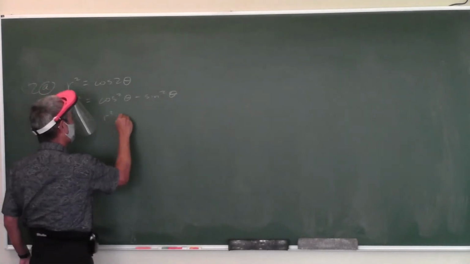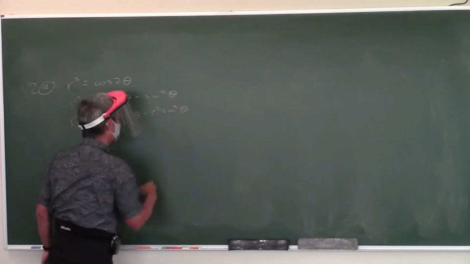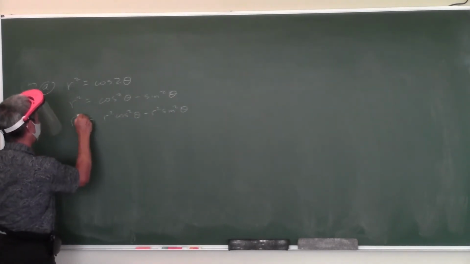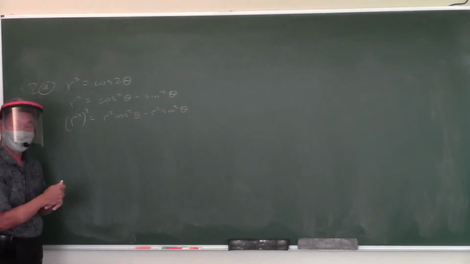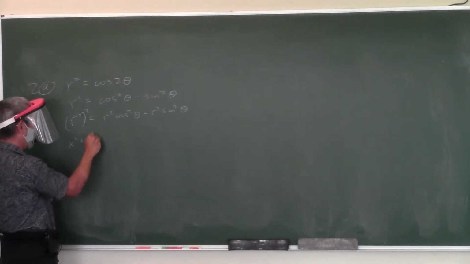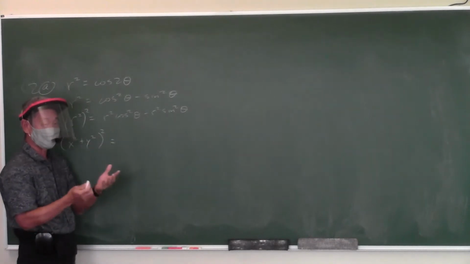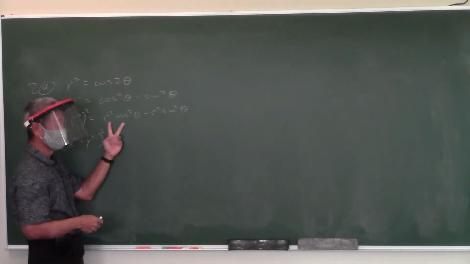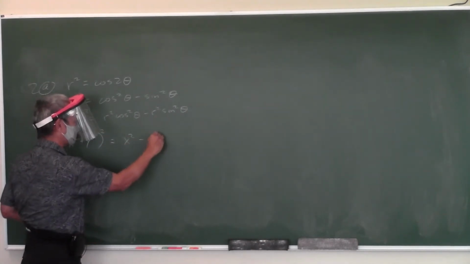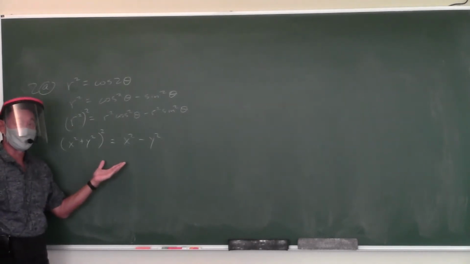So you get r squared cosine squared theta minus r squared sine squared theta. And then look, isn't this the same thing as r squared squared, r to the 4th? So we have a formula for r squared: x squared plus y squared, squared, is equal to, and then what is this? If r cosine theta is x, then this is x squared, and this is y squared, and there you go, that's your rectangular equation. So this is what the rectangular equation of a lemniscate looks like.